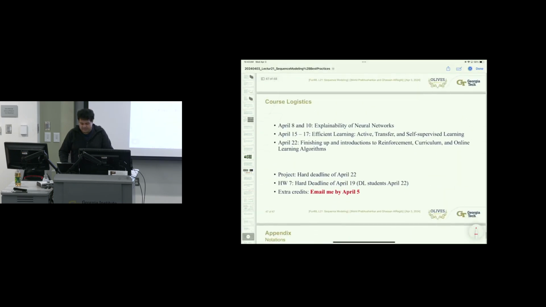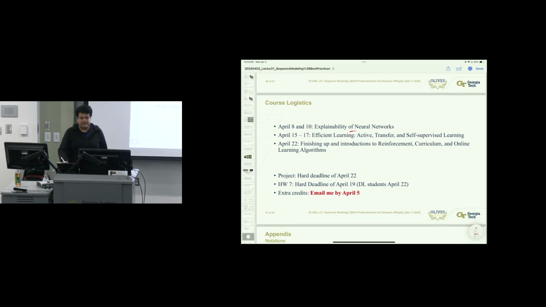All right, so just regarding the course logistics, next week, as I mentioned before, is going to be about explainability. And the week after that, we'll do some kind of efficient learning. So we'll have one lecture dedicated to self-supervised learning, and one lecture I'll try to do both active learning and transfer learning, or however much is possible between the two. And the last lecture, we'll either finish up the previous ones or we'll have very, very simple introductions to something like reinforcement learning, curriculum learning, and online learning algorithms.